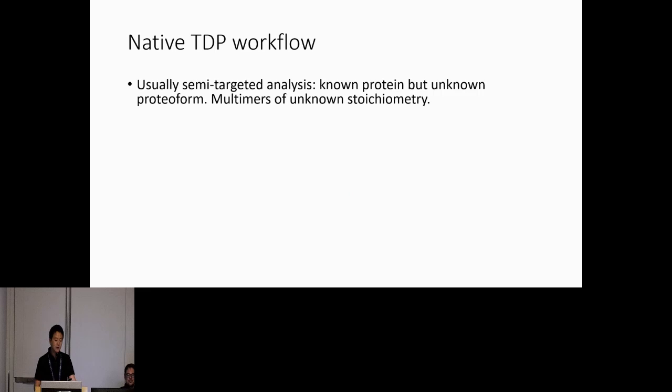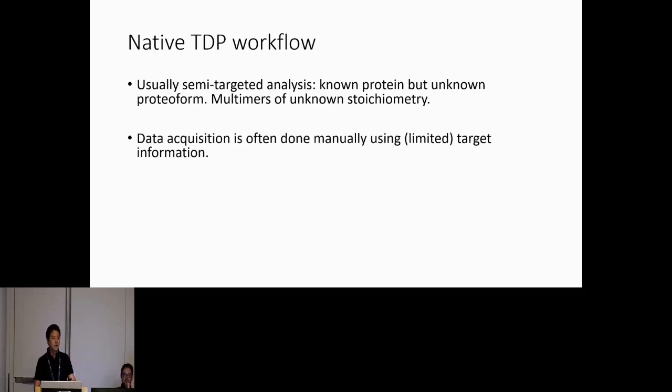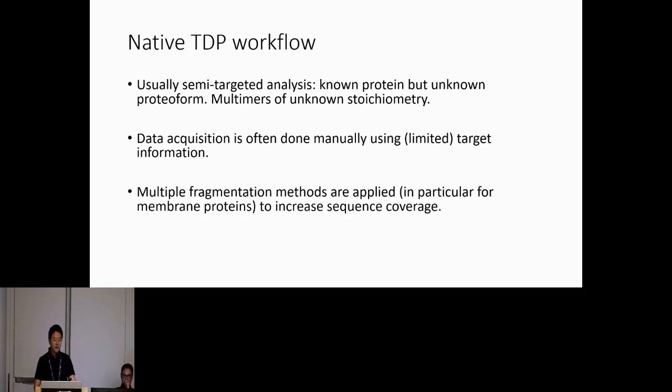And typically, the native top-down workflow is done for semi-targeted analysis, where the proteins are known, but the exact proteoforms are not known. For multimers, the complexes are known, but the identity of the subunits is unknown, something like that. And the data acquisition is often done manually because we are dealing with low throughput and oftentimes using very limited target information, just a range of the mass from here to there. And for the fragmentation, people try multiple fragmentation methods at the same time to increase the sequence coverage.